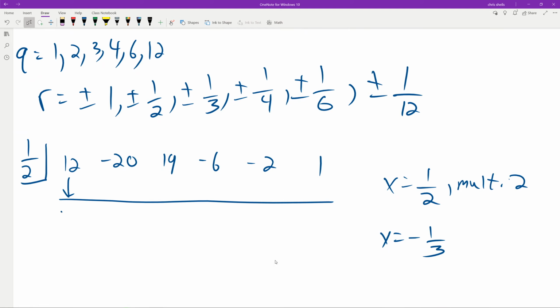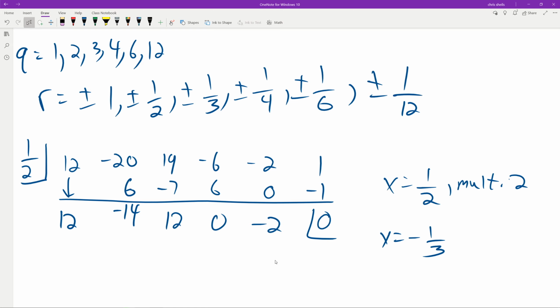The 12 comes straight down. 12 times 1/2 is 6, plus negative 20 is negative 14, times 1/2 is negative 7, plus 19 is 12, times 1/2 is 6, plus negative 6 is 0, times 1/2 is 0. Negative 2 plus 0 is negative 2, times 1/2 is negative 1. 1 plus negative 1 is 0. I get a remainder of 0.